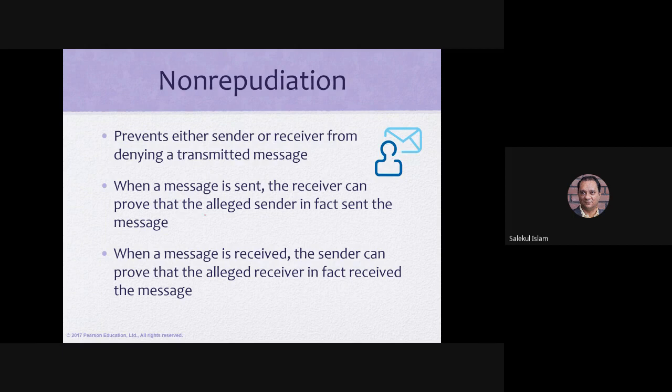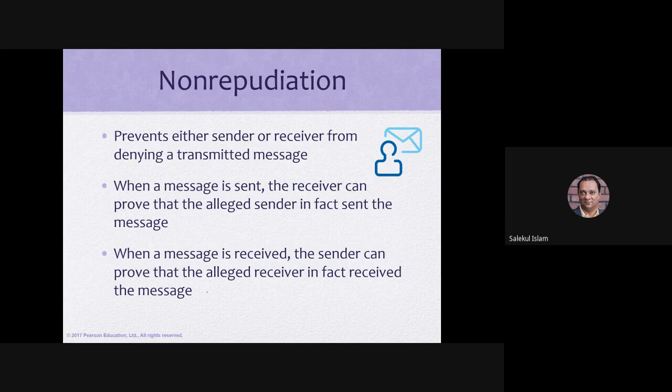So the sender has transmitted some message. Later, he cannot deny, saying, look, I did not transmit. So when a message is sent, the receiver can prove that the alleged sender in fact sent the message. When a message is received, the sender can prove that the alleged receiver in fact received the message.